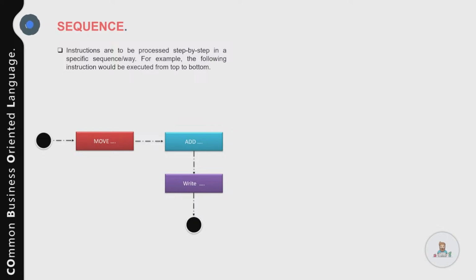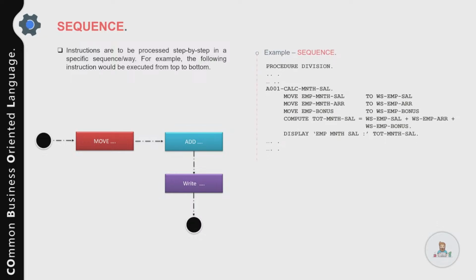In sequence, the instructions are processed or executed in a specific order or sequence, that is step-by-step execution. For example, the following instructions will be executed from top to bottom. So in the following diagram, first of all, the MOVE statement will be executed. Thereafter, you have the ADD statement, which will be executed. And at last, you'll be executing the WRITE statement. Now let me showcase an example so that you can understand how exactly the statements are executed in a sequence.